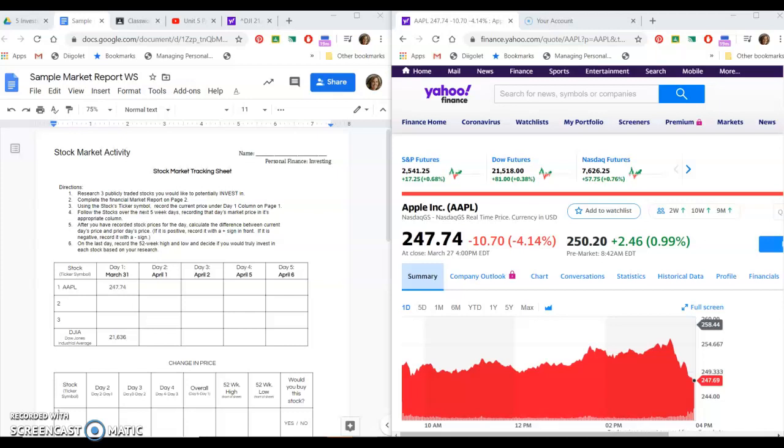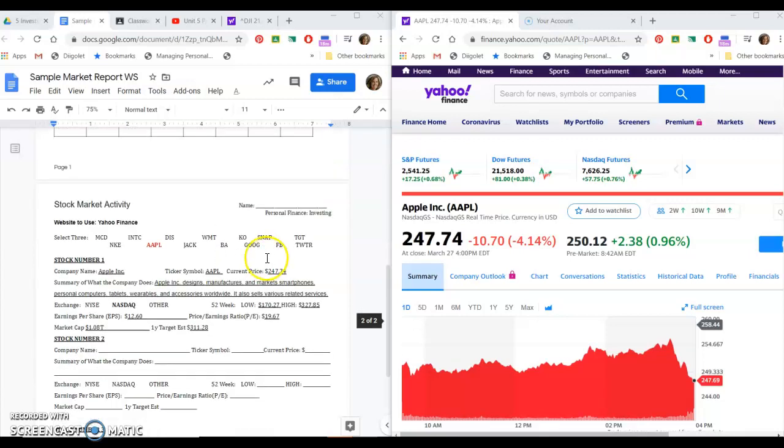Welcome to a tutorial on the stock market activity for personal finance. This will walk you through the activity on how to select stocks and research information and tracking it over the next 5 business weekdays. So first thing we're going to do is be opening up a website called Yahoo Finance, and you can see that on my right-hand side.